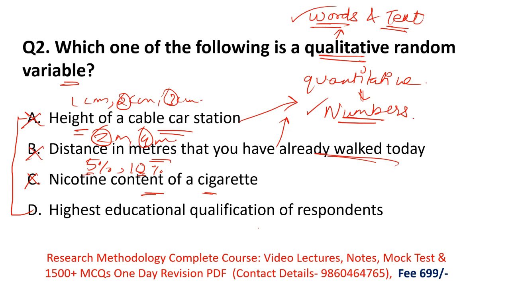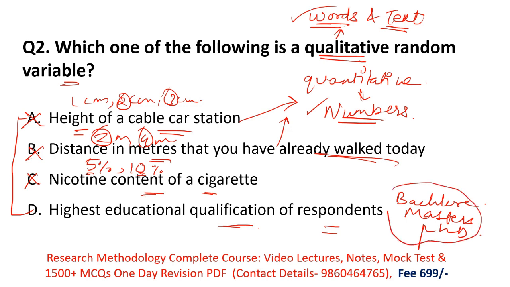Then option D, highest education qualification of a respondent. Suppose you are doing your research and you ask your respondent what is your highest education qualification. Here you will get your answer in the form of words and text. Like someone says I did bachelor's, someone says I did master's, someone says I did PhD. So you are getting your answer in the form of words. That means it is a qualitative variable because it is describing their quality of education. That's why the correct option is option D, highest educational qualification of a respondent.